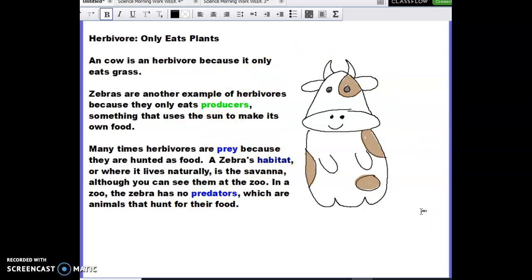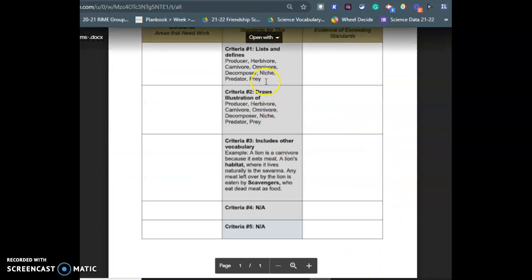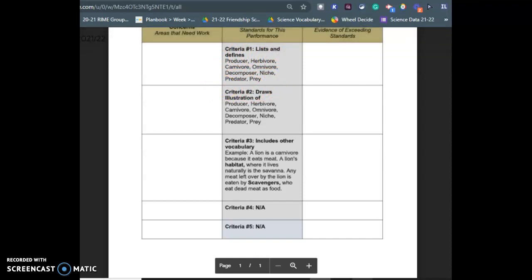If you have questions, just send me an email or a Dojo or something, and I hope that helps. Again, looking back at this, just make sure you have included all of these words in your book or Google Slides, and you will be fine.